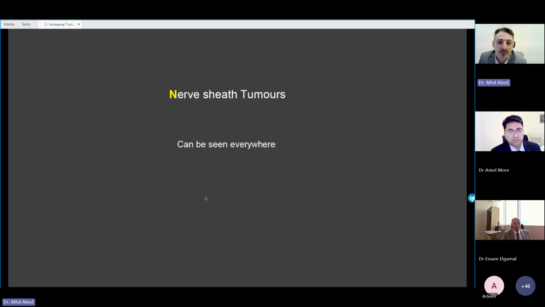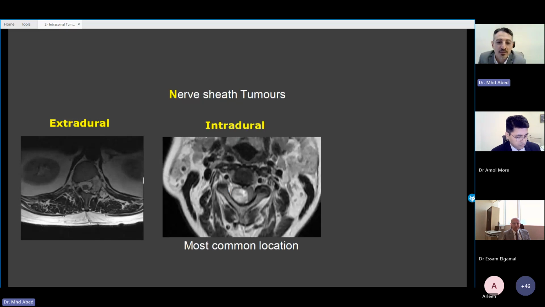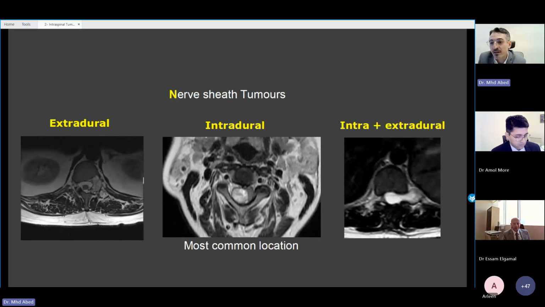We saw that we have in the epidural space the bone tumor and nerve sheath tumor, and in the intradural space we have the meningioma and nerve sheath tumor too. So nerve sheath tumor can be seen everywhere. This is the first case we saw in the extradural space, and this is one in the intradural space, which is the most common location for this lesion. But nerve sheath tumor can be seen anywhere, like intra and extradural at the same time.